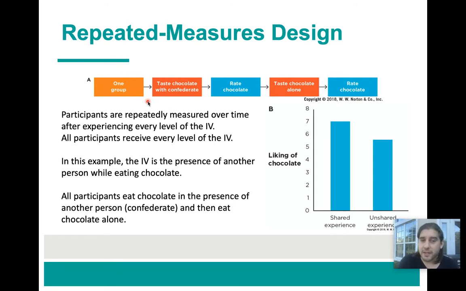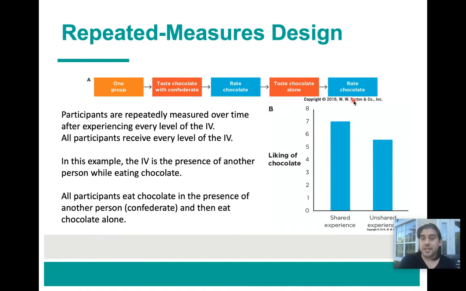So the first thing that happens is that participants eat a piece of chocolate with someone else in the room. Right? That's the first level of the independent variable. Then they rate that chocolate. Then, presumably, some time passes, maybe a few minutes, maybe an hour, and then they're given another piece of chocolate, but now they're alone. So this is our second level of the independent variable. So the first level was eating the chocolate with someone else in the room. The second level is eating the chocolate alone. And then we have them rate their enjoyment of the chocolate.